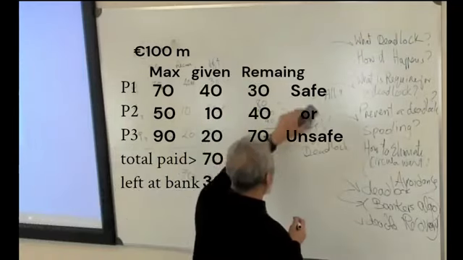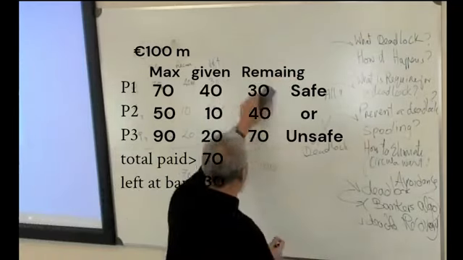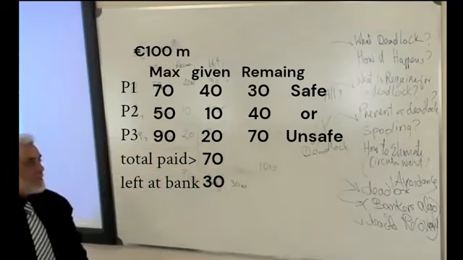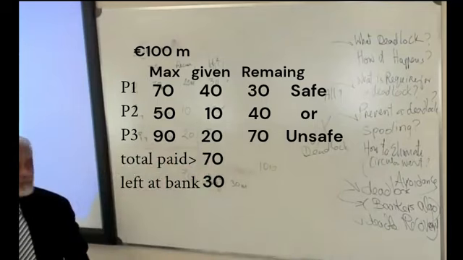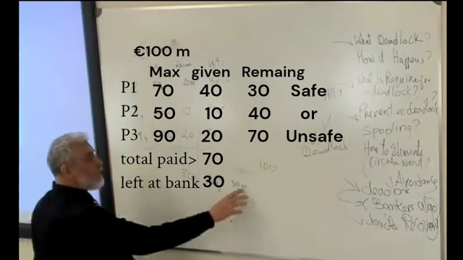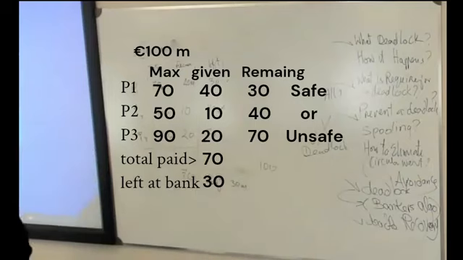Now, let me look at another situation. Let's say this guy comes up and says, I need 20 million. This is now the situation we're in. Should we give them the 20 million? Okay, let's pretend we gave him the money, and then we see if our bank, which right now is safe, will remain safe after we give him the 20 million.